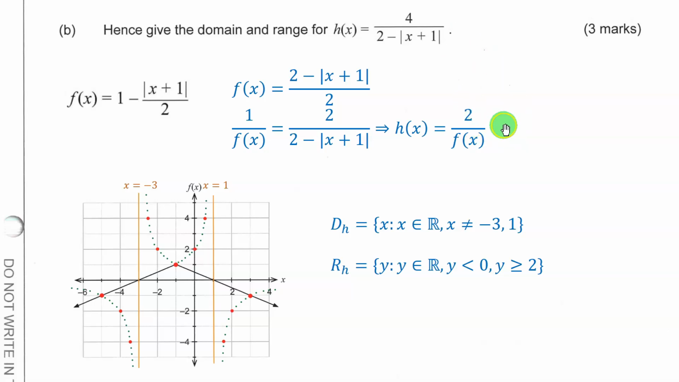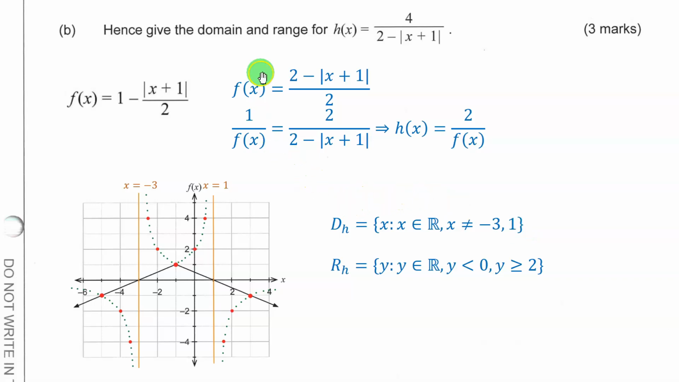And so for this one, we're basically looking back at our previous page, and I put a copy of it down here. And the domain is simply going to be that x must not be -3 or 1. So that's the first part here.